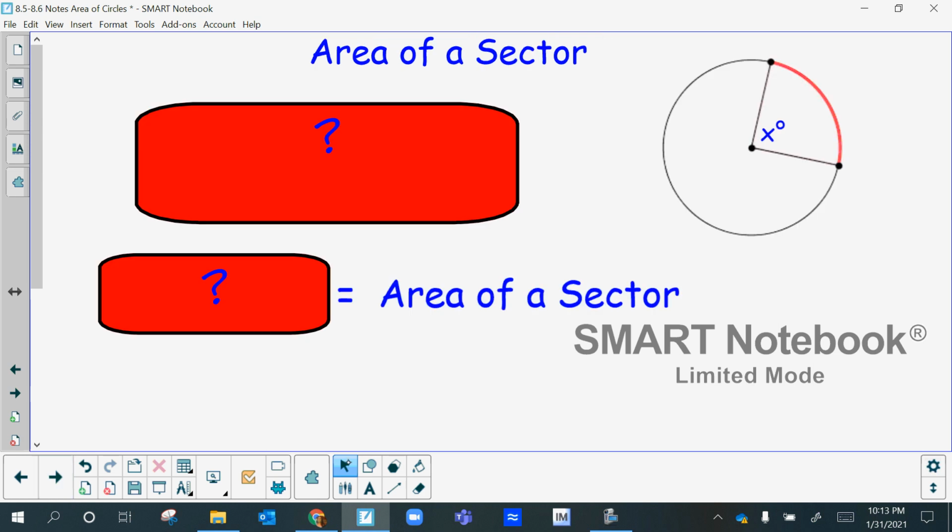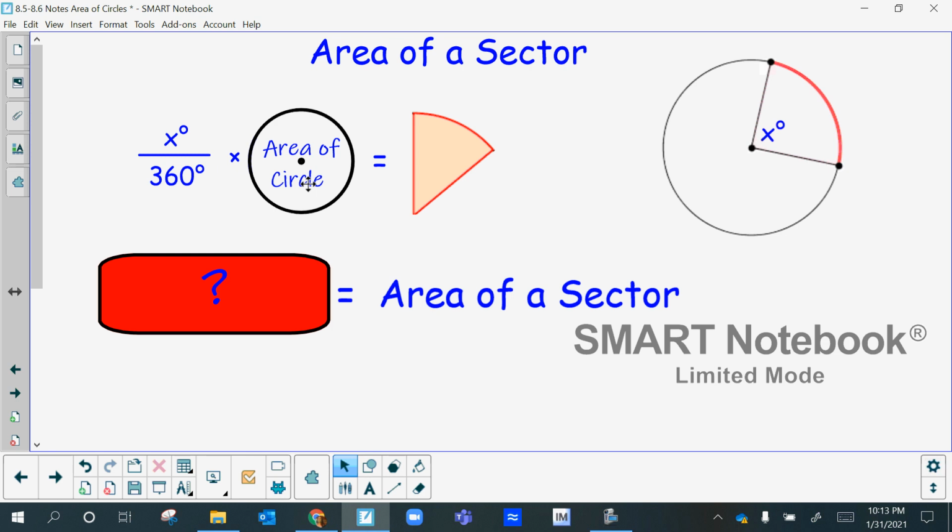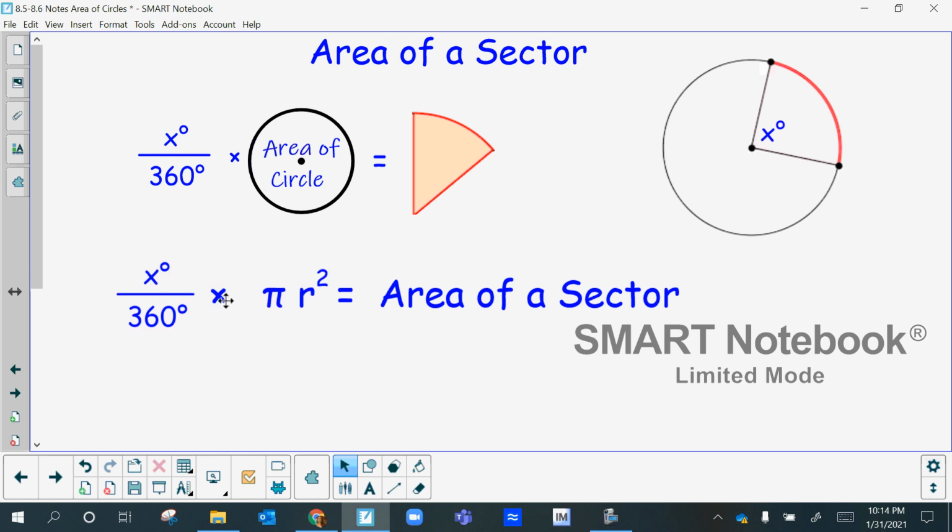So the formula, I'm just going to go ahead and straight give it to you. Here's a visual of it, okay? Whenever you think of trying to find the area of a sector, you're going to have a fraction of a circle that we need to take. Well, a full circle in degrees is 360. So we need to take X amount of degrees out of 360 and then times it by the area of a circle, and that's going to give us the area of a sector. So the formula is going to look like this. X over 360 times, well, we know area of a circle is pi r squared, and that'll give us our answer.